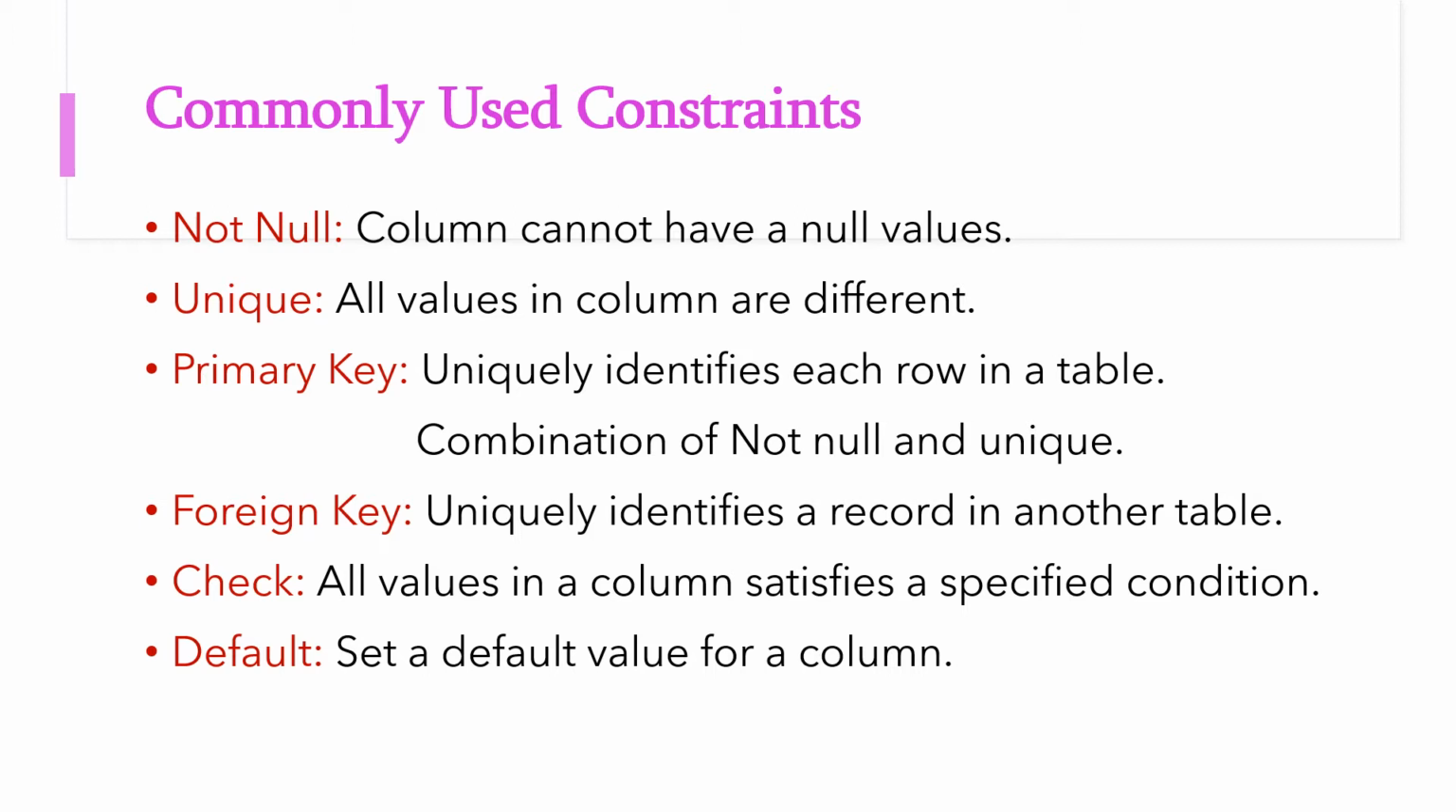Foreign key. It uniquely identifies a record in another table. Check constraint ensures that all values in a column satisfy a specific condition. Default sets a default value for a column when no value is specified.